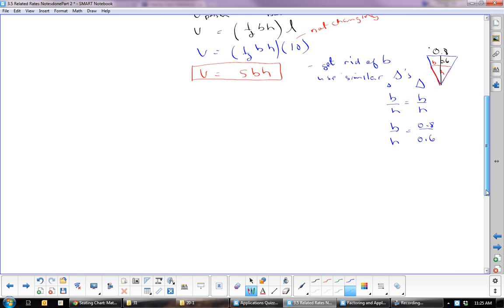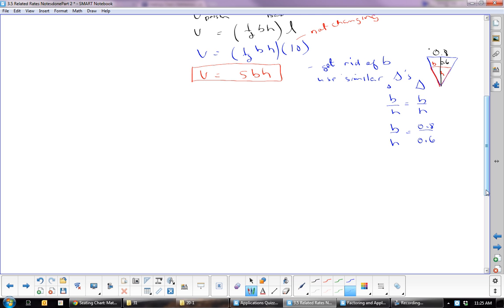Now, you don't have to do this, but it does get rid of decimals, because you don't really want decimals in a fraction. That would be 4 over 3, right? And then I would just multiply both sides by H. So then I would have B equals 4H over 3.